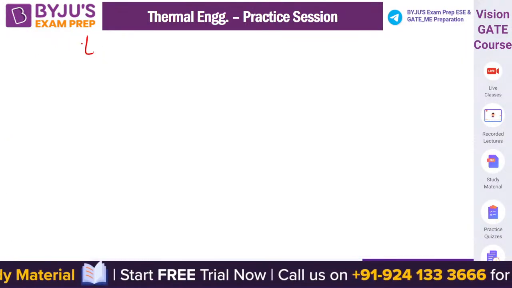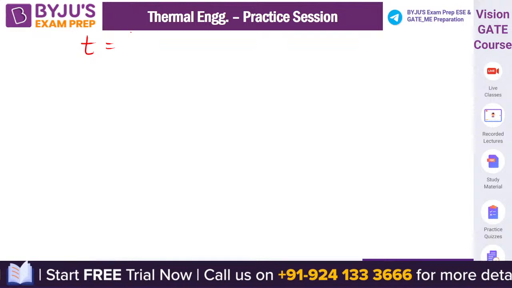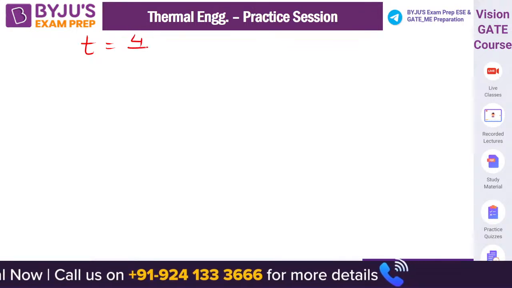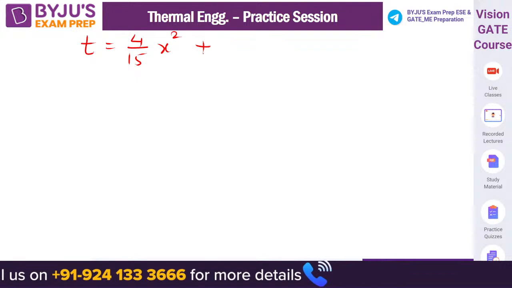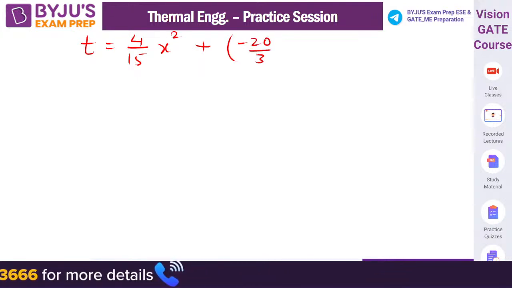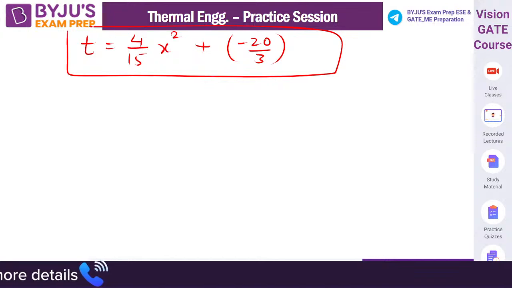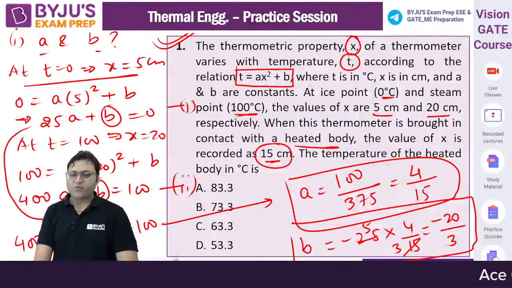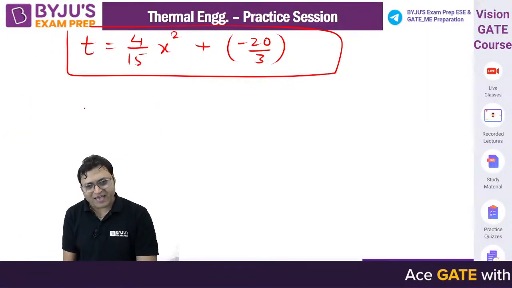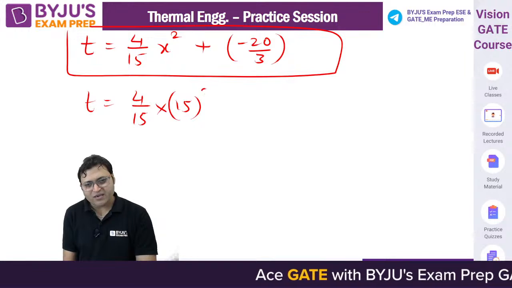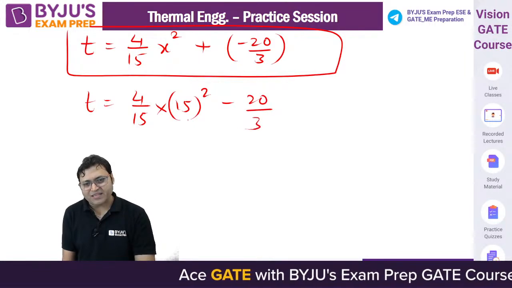So our expression will be T is equal to A, the value of A is 4 by 15, X squared plus B, where B is equal to minus 20 by 3. This will be our expression. So at X equal to 15 centimeter, what is the value of temperature? Put the value of X equal to 15: 4 by 15 into 15 squared minus 20 by 3.